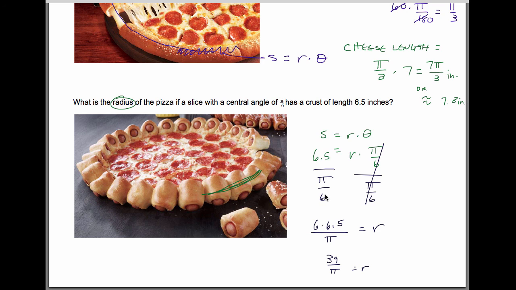As you look at that, let me punch this into my calculator real quick. 39 divided by pi. That's about 12.41 inches for my radius.